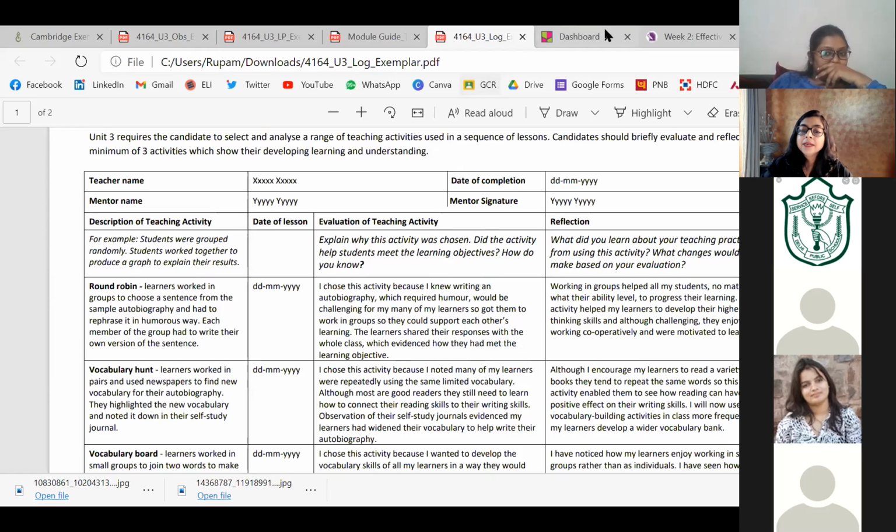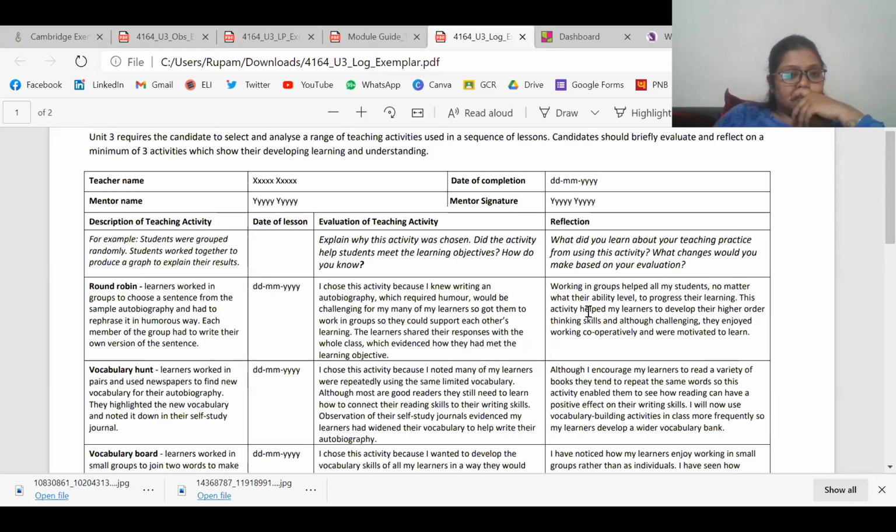Okay. And then the next thing is the teacher reflecting on that activity. So the reflection is like this. Working in groups helped all my students, no matter what their ability level, to progress their learning. This activity helped my learners to develop their higher order thinking skills, and although challenging, they enjoyed working cooperatively and were motivated to learn. Right.